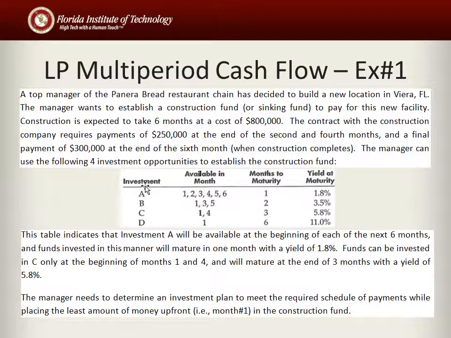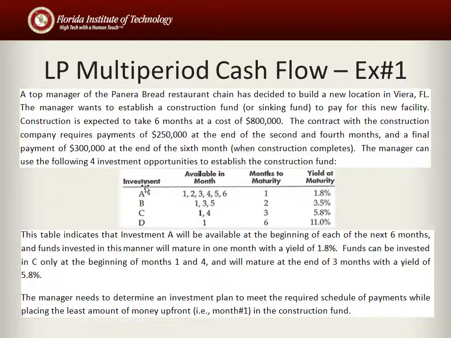A top manager of a corporation, Panera Bread restaurant chain, has decided to build a new location in Viera, Florida. The manager wants to establish a construction fund, or call it a sinking fund, to pay for this new facility. So he wants to invest in the most efficient way so that he can pay the total cost of the facility. The construction cost is expected to take 6 months at a total cost of $800,000. So he wants to invest in order to repay that $800,000 cost.